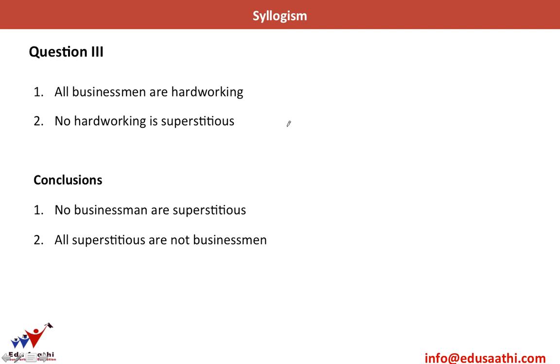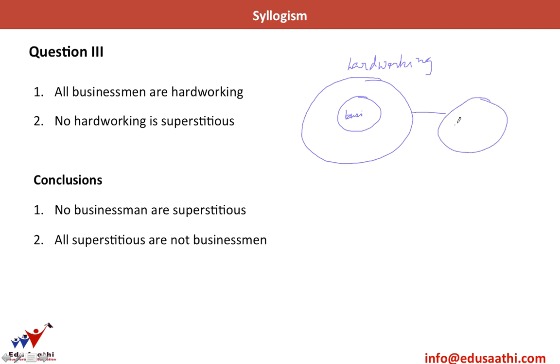All businessmen are hardworking. So I have all businessmen here. I'll write BUSI here for businessmen. All businessmen are hardworking. It means that hardworking is the outer circle. And then I have no hardworking is superstitious. So we draw a line here to show that there is no relationship between hardworking and this is the circle for superstitious.